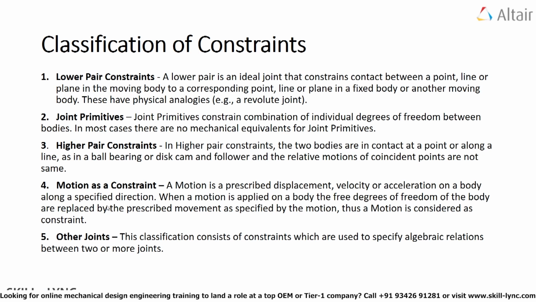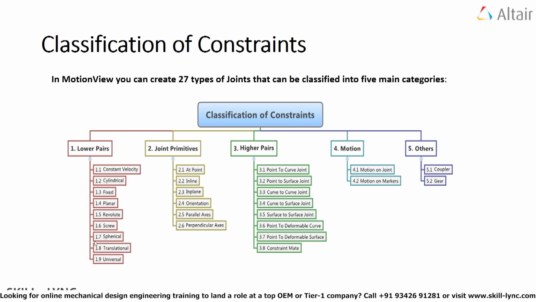When a motion is applied on the body, the free degrees of freedom of the body are replaced by the prescribed movement as specified by the motion, and thus motion is considered as a constraint. Other joints. This classification consists of constraints, which are used to specify algebraic relations between two or more joints.